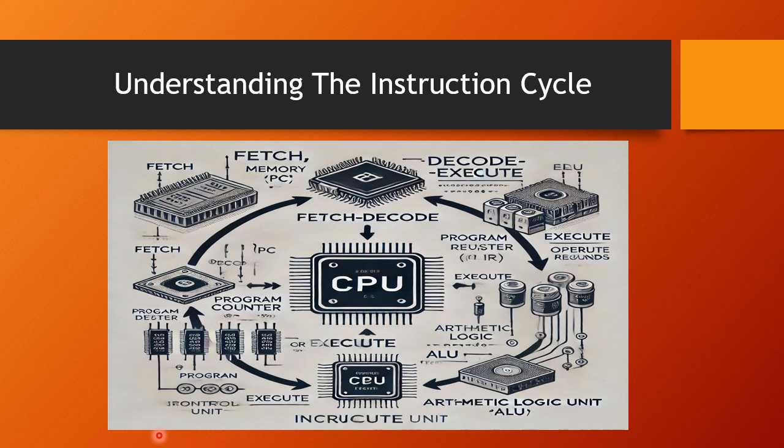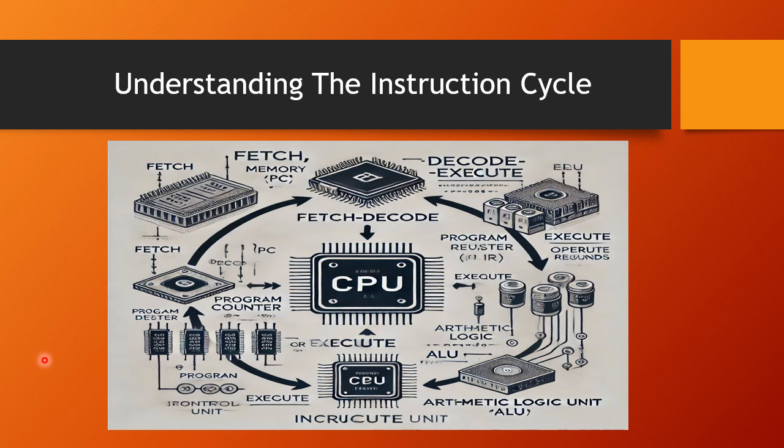So, in summary, next the CPU moves to the decode stage where the instruction is interpreted. The control unit examines the instruction in the instruction register and identifies the operation to perform, called the opcode, and the data or address involved, called the operand. The result of this stage is a set of commands for execution.